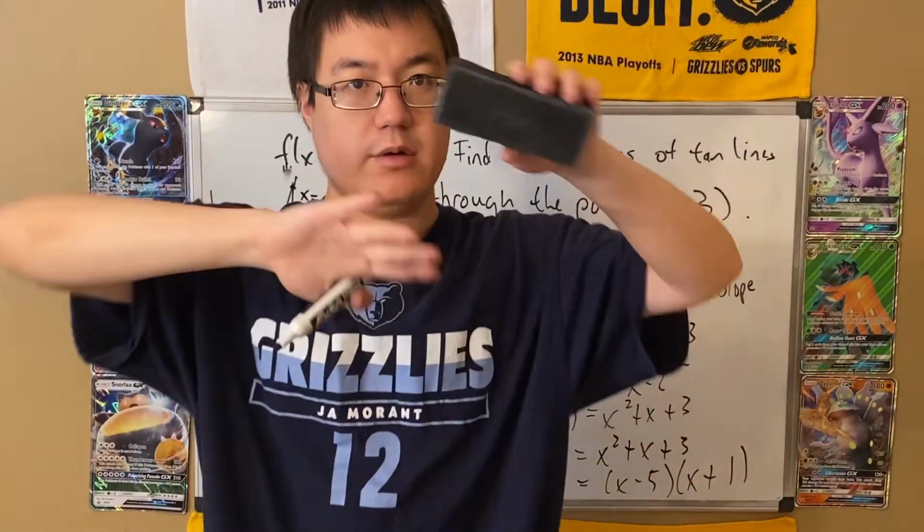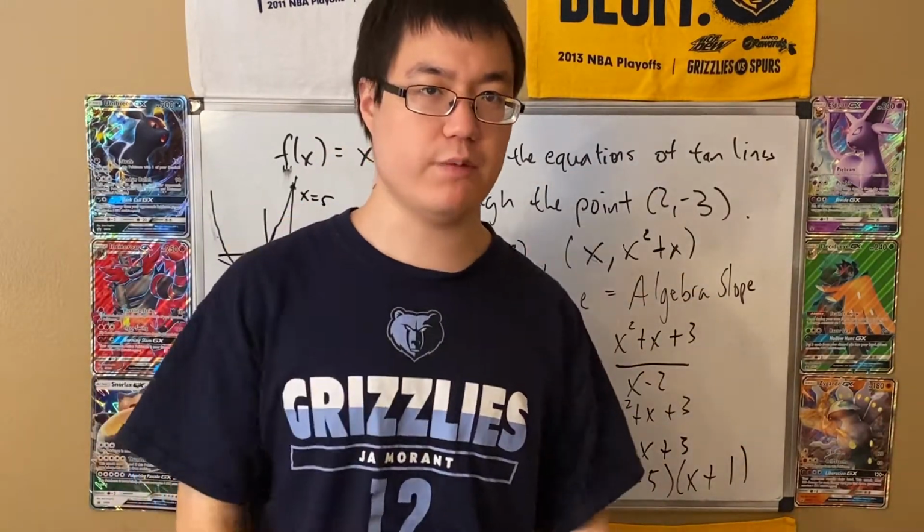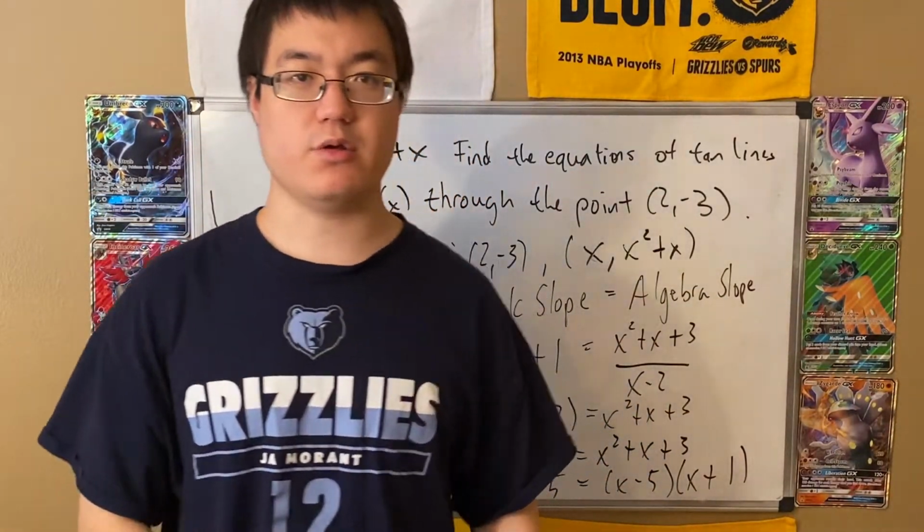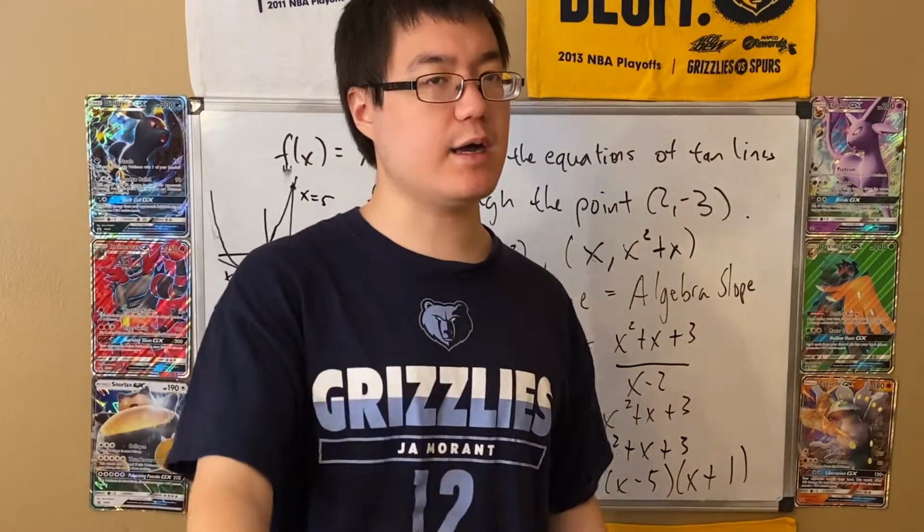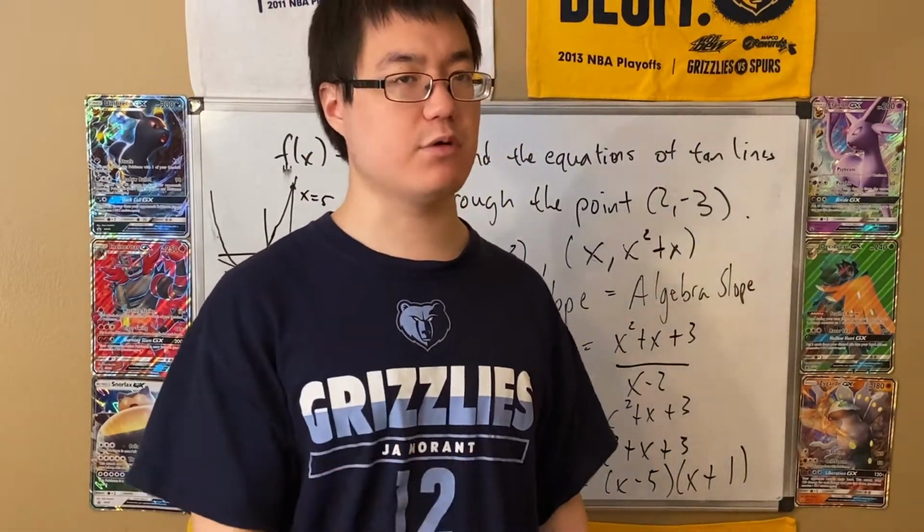But again, if you don't get anything out of this video, just remember, for a tangent line equation, you need a point and a slope because it's a line, and the word tangent means that the slope is the derivative.